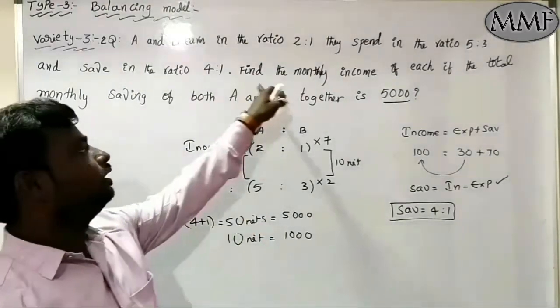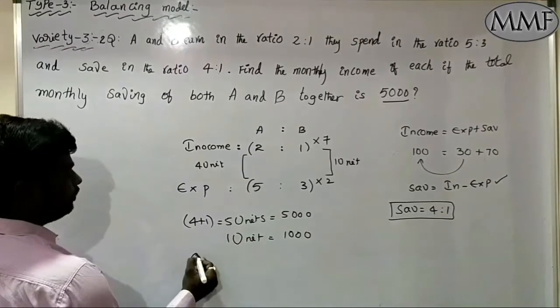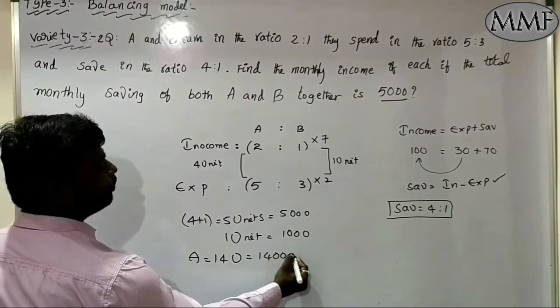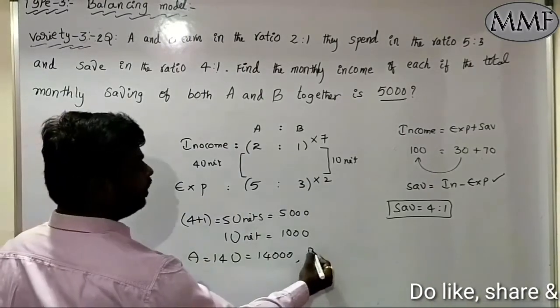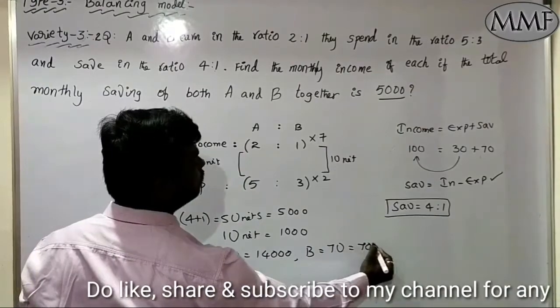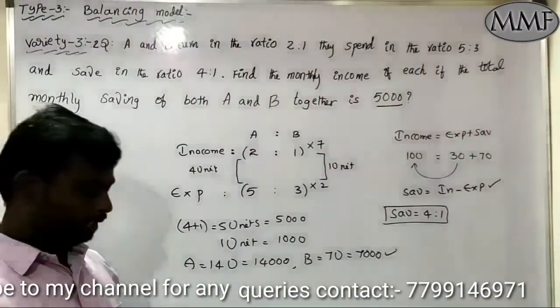He is asking what? The income of each person. What is income? 7 2s are 14. A is equal to 14 units. Nothing but 14,000. Here B is equal to how much? 7 1s are 7. 7 units is nothing but 7,000. So like this we can do this type of questions very easy manner.